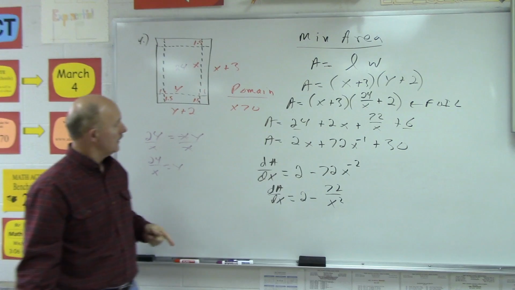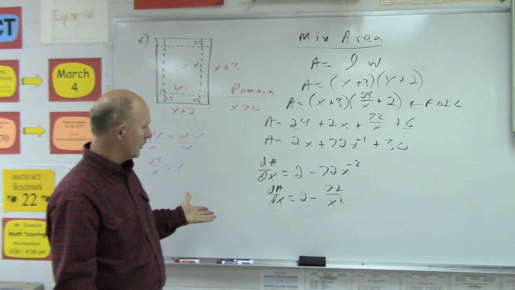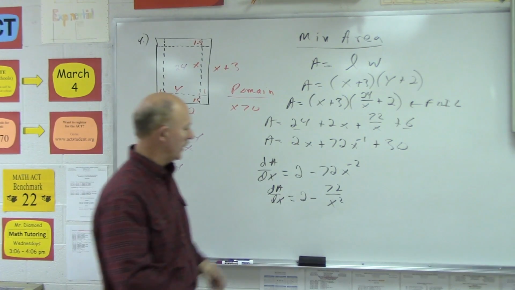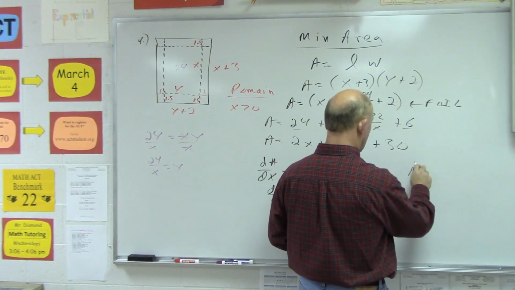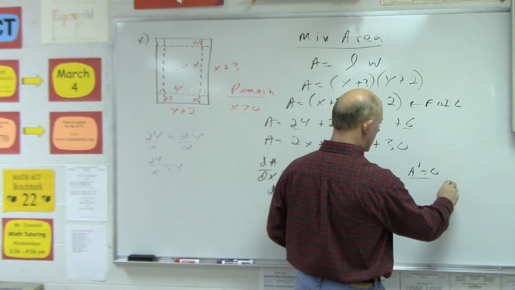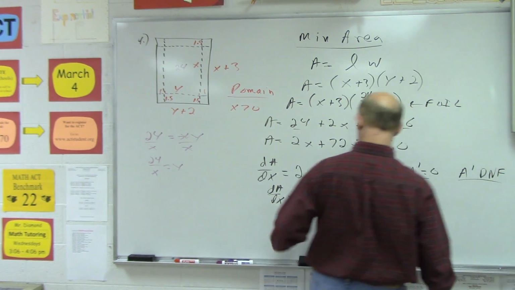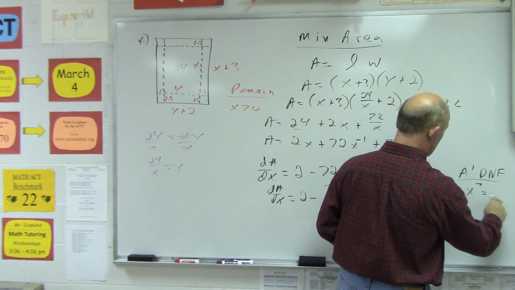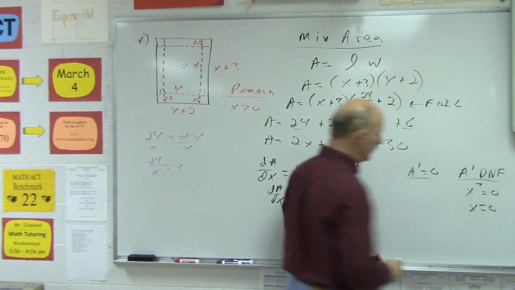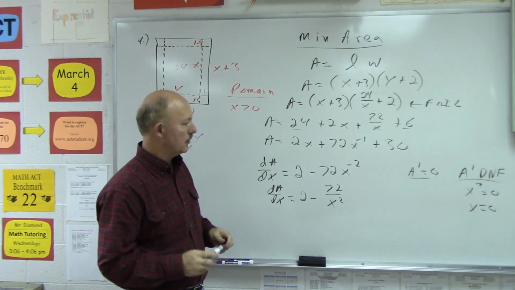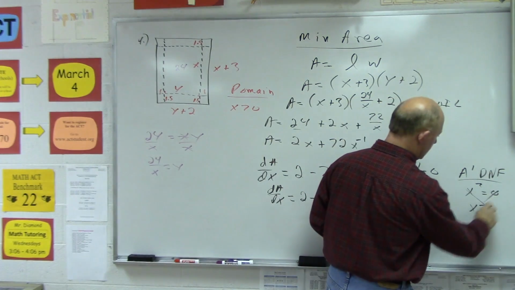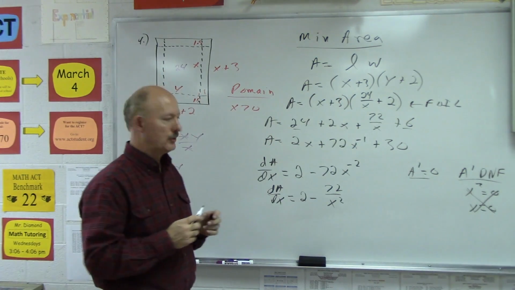All right. And let's see now, as you consider our critical numbers, remember, A prime equals 0, or A prime does not exist. It doesn't exist when x squared is equal to 0. That's x equals 0. Now, once again, 0 is not in the domain, so we don't have to worry about the 0 here. So let's get the zeros of our derivative though.